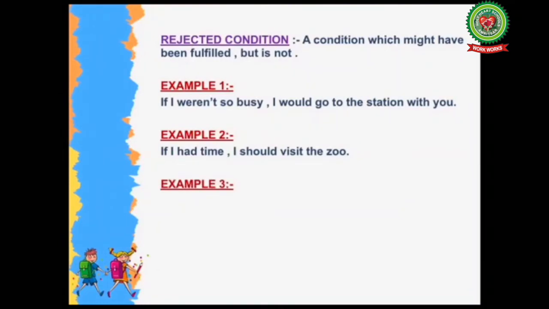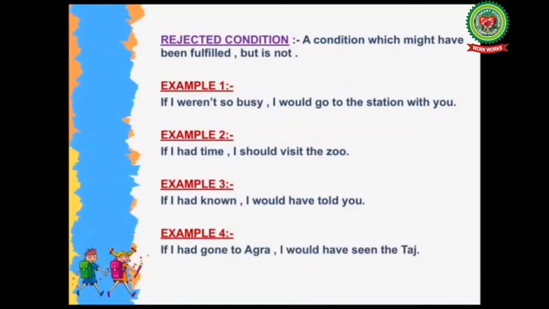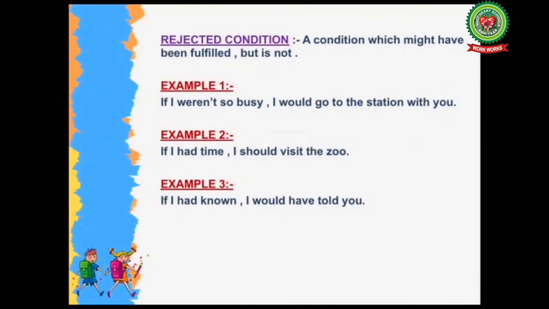Example number 3. If I had known, I would have told you. It means that I have not told you because I did not know it. So this is also a rejected condition. It could be fulfilled only if I knew it. It was not possible to do. So it is a rejected condition.